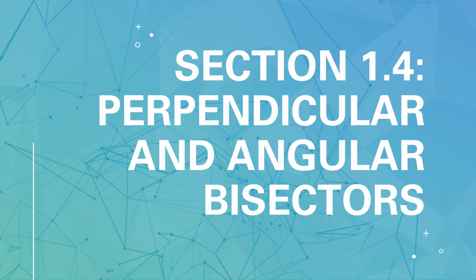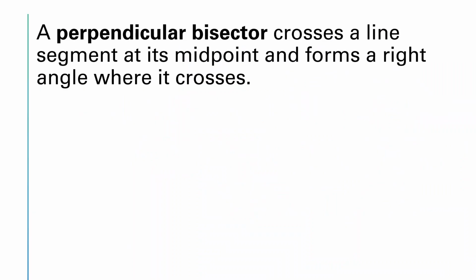In this video, we are going to cover section 1.4, which is called perpendicular and angular bisectors. So let's begin by talking about the definition of a perpendicular bisector. A perpendicular bisector is defined as a line that crosses a line segment at its midpoint and then forms a right angle where it crosses.